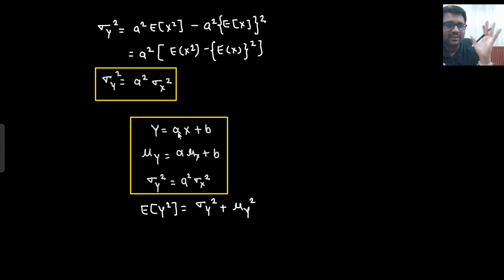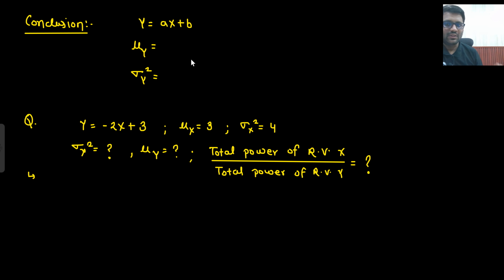The method simply says one thing: mu y, expectation of y you need to calculate, that means a into expectation of x plus b. If you need to calculate the variance, so variance of y would be equal to a square into variance of x, that's it. And if you need to calculate the mean square value of y, or you can say total power of y, you have the AC power, you have the DC power as well. From there you can calculate the mean square value as well. Well and good.